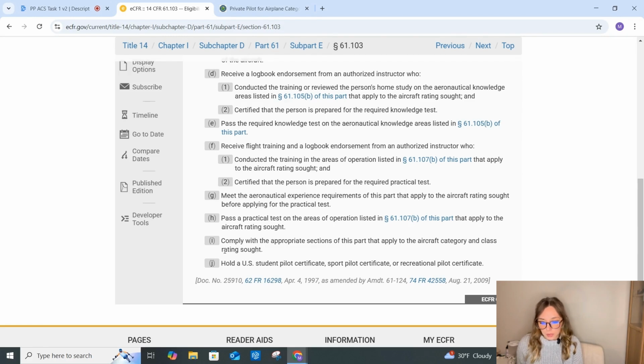And I'm just going to go into J. It says hold a U.S. student pilot certificate, sport pilot certificate, or recreational pilot certificate. J is a little bit, I guess, redundant, because if you're meeting the aeronautical experience requirements, part of that is getting your student pilot certificate, unless there's some other path I don't know about. But we'll go into G in a little bit more detail, because I feel like this honestly should be highlighted because there are a lot of details.